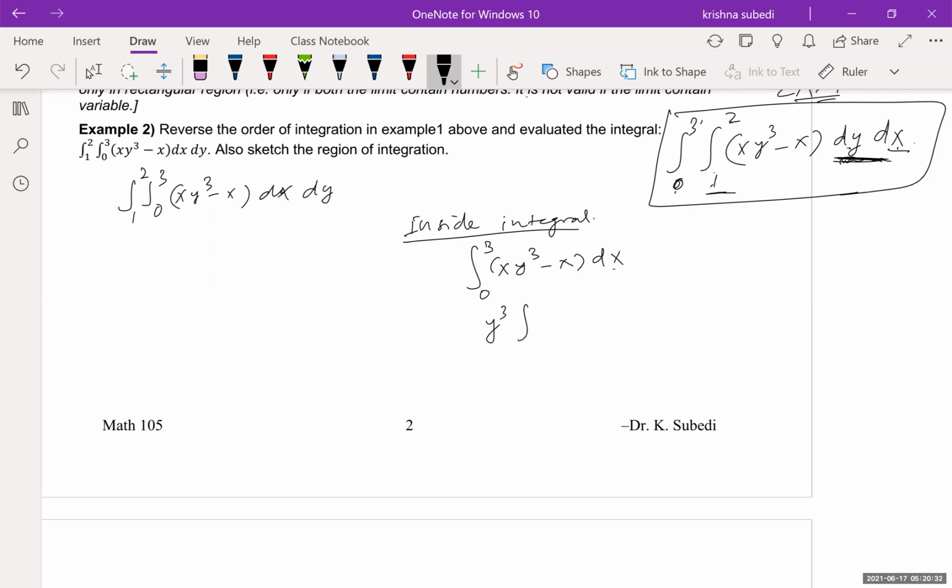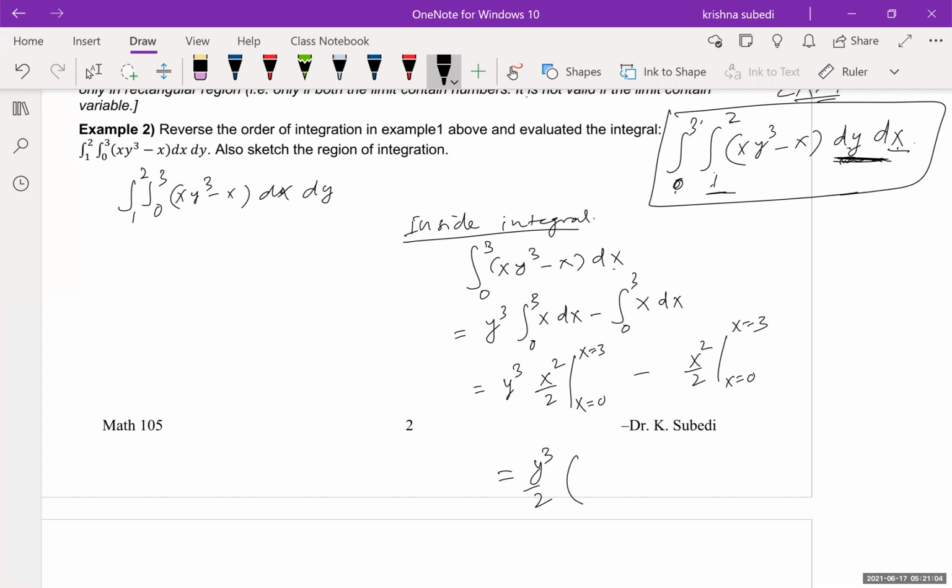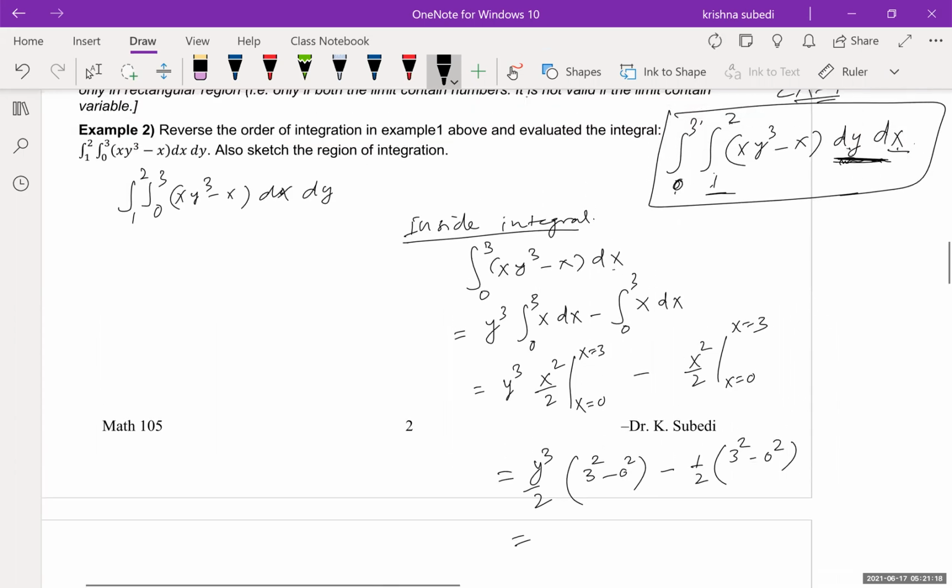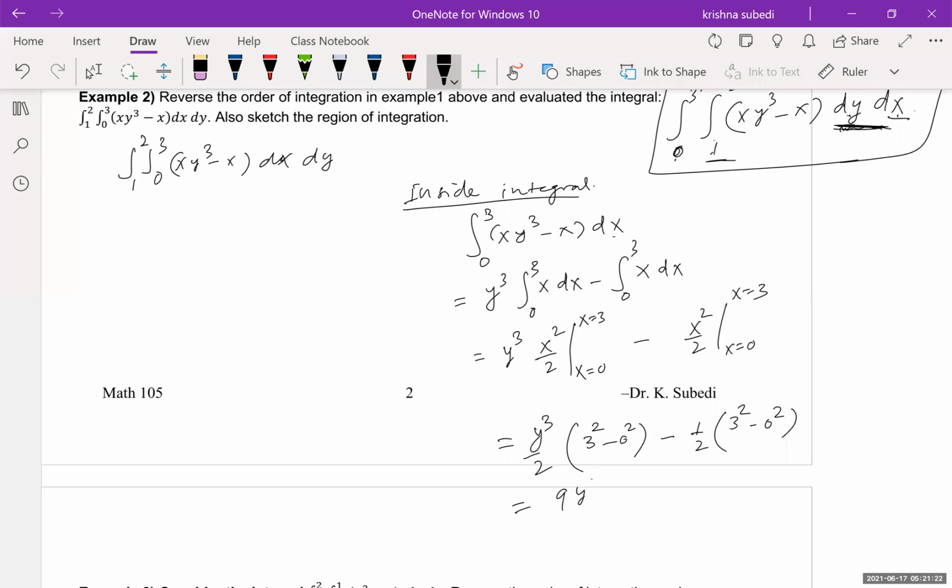So basically, you can write this as y cubed times the integral from 0 to 3 of x dx, minus the integral from 0 to 3 of x dx. So it will be y cubed times x squared over 2, where the limit is for x, minus x squared over 2, with limits x equals 0 to x equals 3. So we'll get y cubed over 2, and you substitute the values, 3 squared minus 0 squared, minus 1 over 2 times 3 squared minus 0 squared. If you simplify it, 3 times 3 is 9, so you get 9 over 2 y cubed minus 9 over 2. Or you can write 9 over 2, and if you take it common, you get y cubed minus 1. Any questions so far?